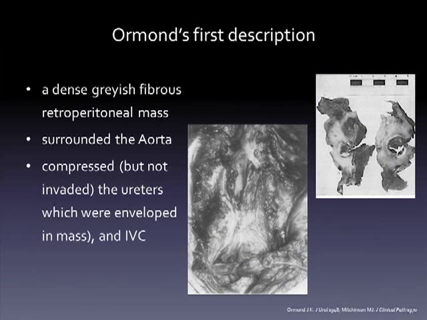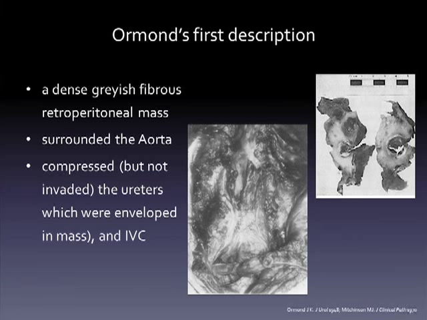This is what he really described. Both of these patients had a dense grayish fibrous retroperitoneal mass, and this mass surrounded the aorta, and it compressed but did not invade the ureter. So that's an important observation. Actually, the ureters are patent. Even when these people develop hydronephrosis, they are just compressed. And it also compressed the IVC.